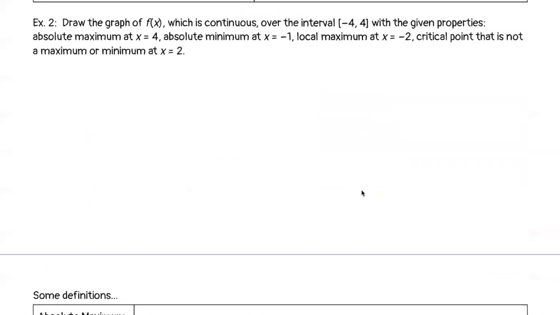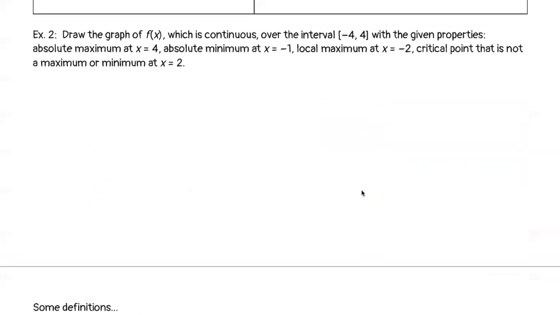This time we're going to create a graph. We're going to draw a graph of f of x. This graph is going to have a few features. In particular, it's going to be continuous. We're only drawing from -4 to +4. And it has the following characteristics. It has an absolute maximum at x equals 4.